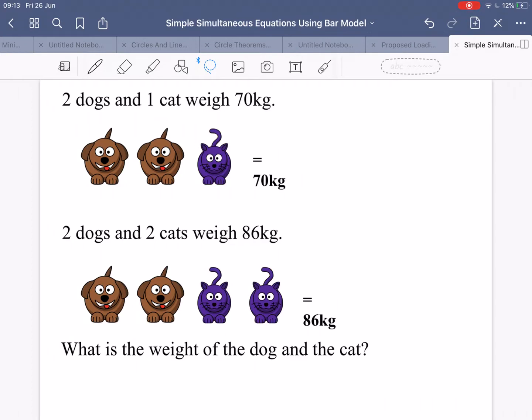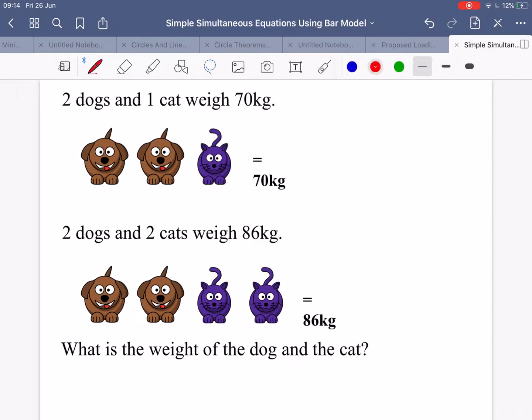Now some of you might be able to deduce what the weight of the cat is just by looking at the picture. And that's what we're going to use to help us do our algebraic simultaneous equations. We're going to use pictures to help us solve the problem. And rather than drawing animals, we're going to use the bar model. So before we start, we're going to actually form the 2 equations that we've got here.